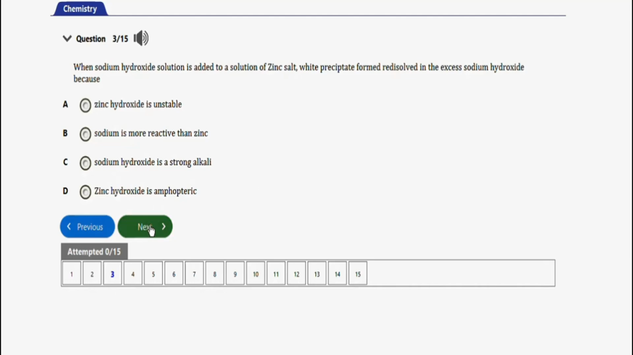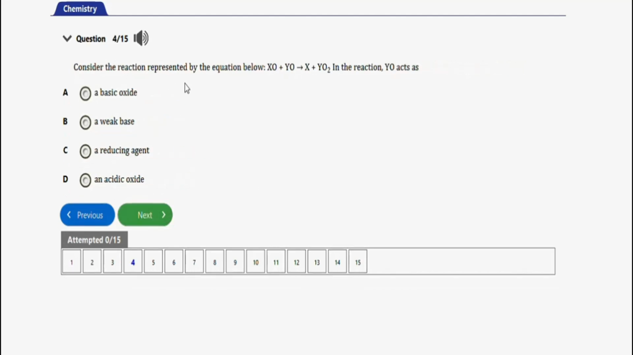Next question says, consider the reaction represented by the equation below. In the reaction, YO acts as. Looking at this equation, you can deduce that this YO is a reducing agent. So the right option is option C. YO is a reducing agent. It reduces SO to X.